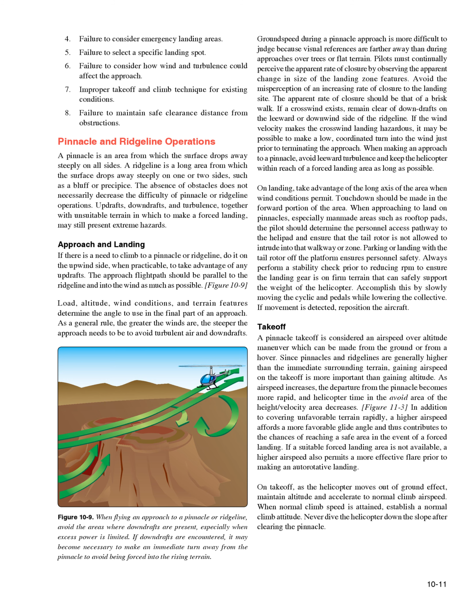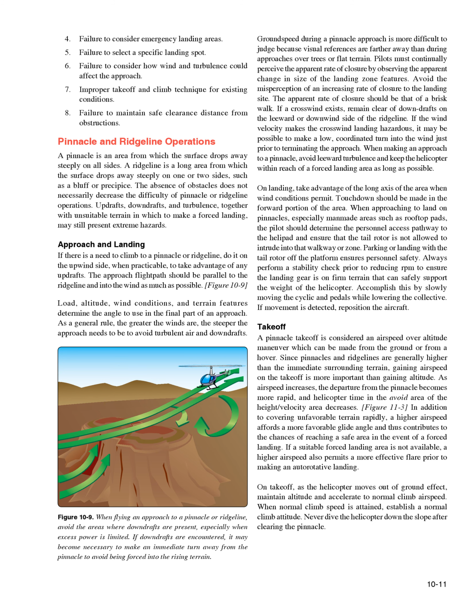Approach and landing. If there is a need to climb to a pinnacle or ridgeline, do it on the upwind side, when practicable, to take advantage of any updrafts. The approach flight path should be parallel to the ridgeline and into the wind as much as possible. Figure 10.9. Load, altitude, wind conditions, and terrain features determine the angle to use in the final part of an approach. As a general rule, the greater the winds are, the steeper the approach needs to be to avoid turbulent air and downdrafts. It may become necessary to make an immediate turn away from the pinnacle to avoid being forced into the rising terrain.